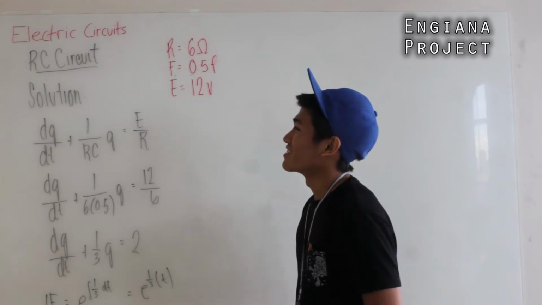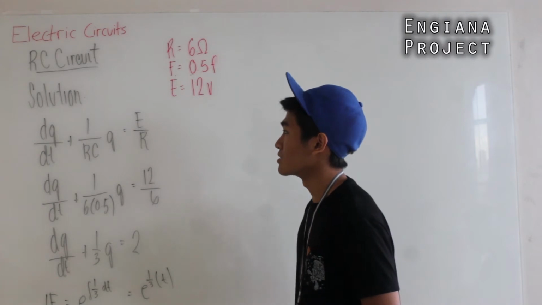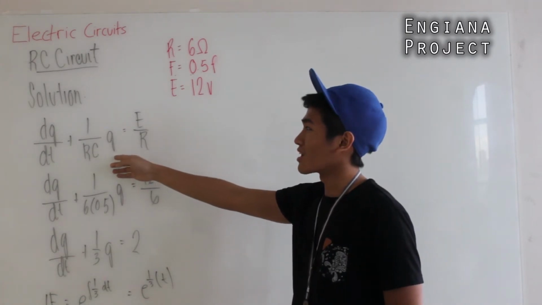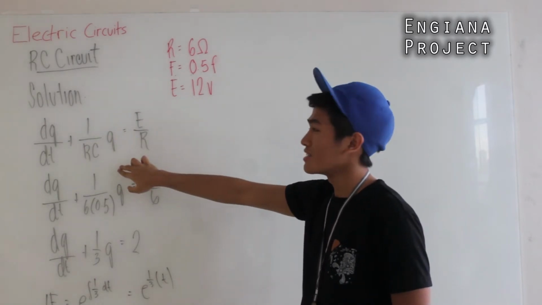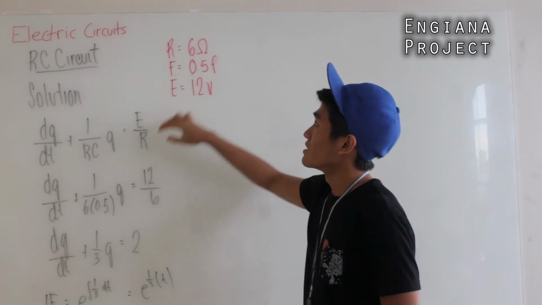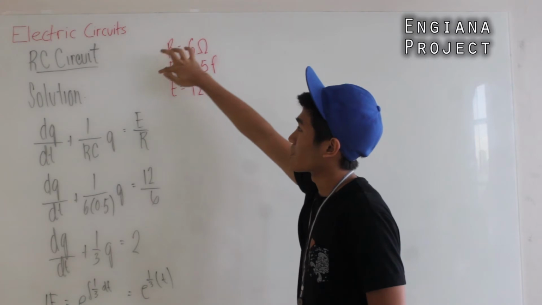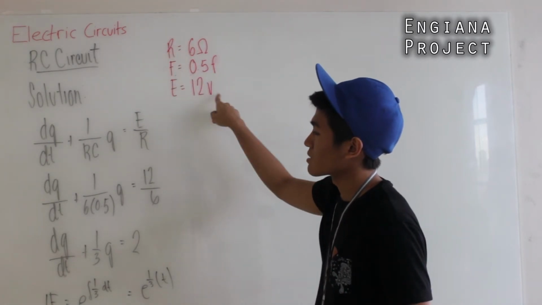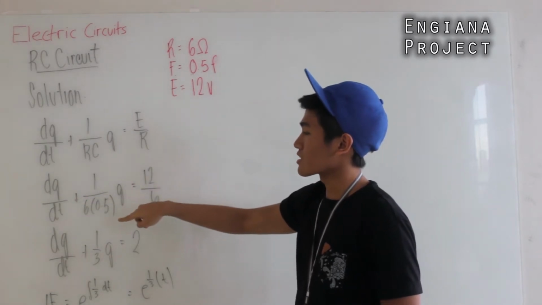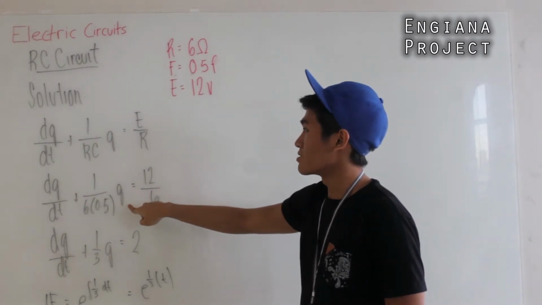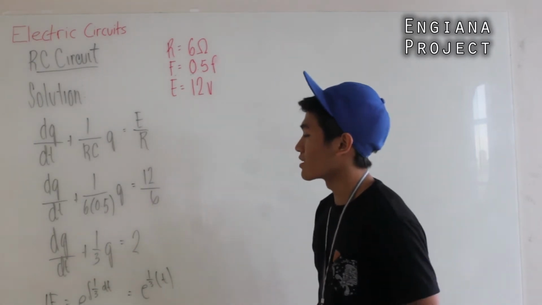What we're looking for is the required Q in terms of T and the current after 12 seconds. So here is the solution for the RC circuit problem. We use the RC circuit equation, which is dQ over dt plus 1 over RC times Q equals E over R. Since we had the given values for R, the capacitance and the total voltage, we just substitute them into the equation. So dQ over dt plus 1 over 6 times 0.5 times Q equals 12 over 6, and then you get dQ over dt plus 1/3 Q equals 2.